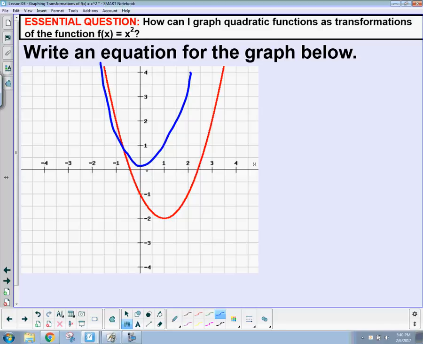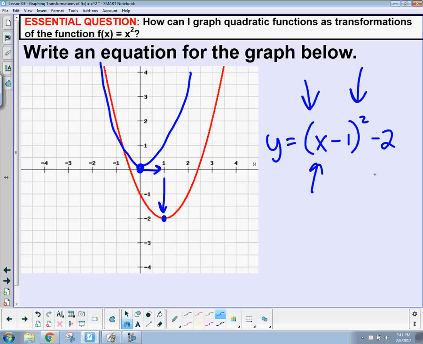Look at these two vertices. This is where I'm kind of matching them. I go over 1, go down 2. So let's do the parentheses first. X, I shifted to the right, so subtract 1 squared, and I shifted down, minus 2. Okay? You got to get this stuff down, because you can graph quadratics a whole lot easier using this method if you get your shifts down correctly.